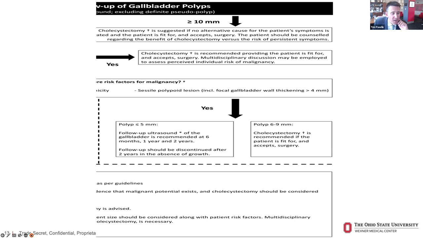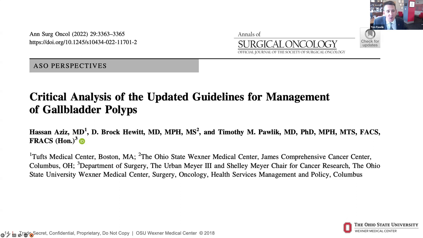As I mentioned, we recently published a brief overview of these consensus guidelines and a critical analysis of the guidelines in Annals of Surgical Oncology. It's a very brief paper, only about 2.5 pages, and it has a key image with the guidelines. So I would highly recommend that you check this article out. And if it's not available in your library, I'd be happy to share a PDF of the article with Hisham, who can then share it with all of you.